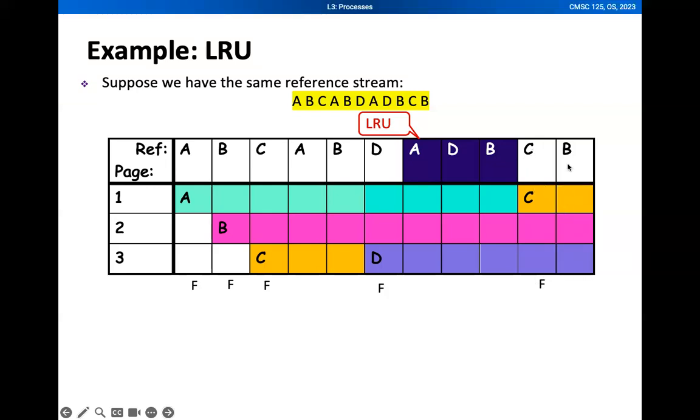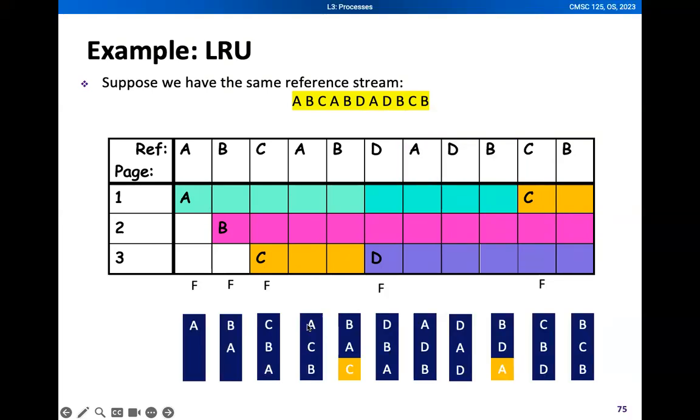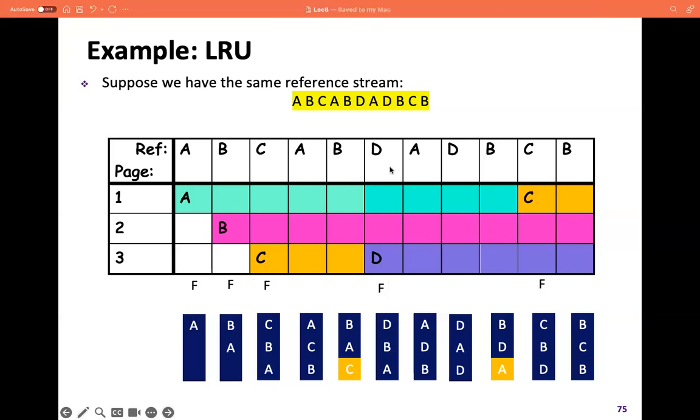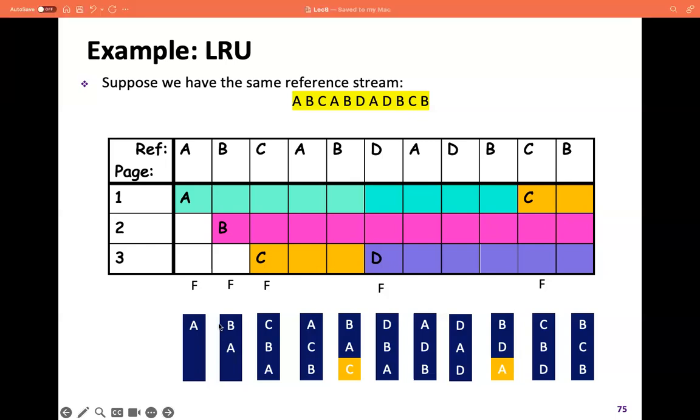Okay, and then B is already loaded. So same with optimal, there were 5 page faults. So we can see that the LRU and the optimal are so far better than the FIFO. So this is just the stack that we use to monitor our LRU.